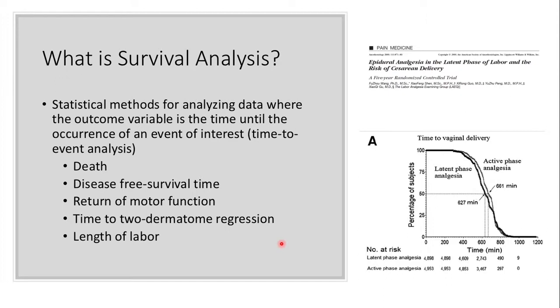Now, this type of analysis is most commonly used in cancer research, where they're maybe looking at time to death from cancer or, say, disease-free survival time. But you can really model the outcome as being the time to any event of interest. In the anesthesia literature, the reason we want you to understand these concepts is because you're seeing it more and more in the anesthesia literature.